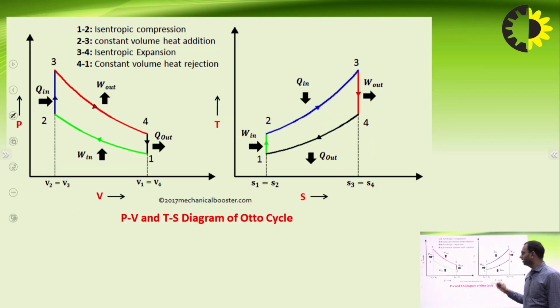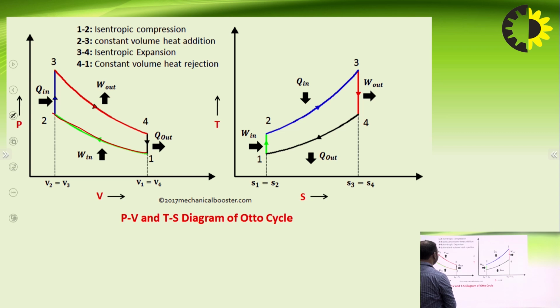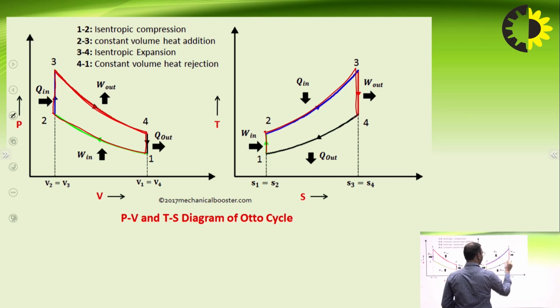Then this is the PV and TS diagram of Otto cycle. Here in this diagram, 1 to 2 is isentropic compression of air fuel mixture. Then process 2 to 3, constant volume heat addition. Then process 3 to 4, isentropic expansion. Then process 4 to 1, constant volume heat rejection. Similarly in TS diagram, this is process 1 to 2, 2 to 3, 3 to 4 and 4 to 1.